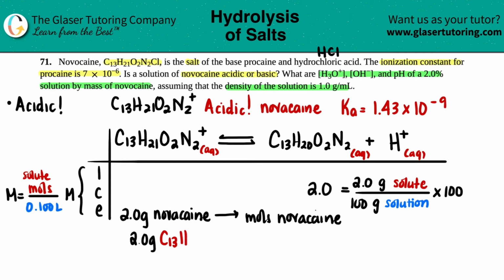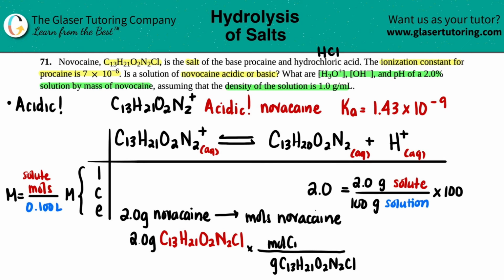So it'd be C13H21O2N2Cl. Times by that ratio, grams of the Novocaine on the bottom, C13H21O2N2Cl, and moles of C13H21O2N2Cl goes up on top. Mole to gram conversion is always the periodic table. 1 mole equals whatever the mass is on the periodic table. So periodic table's out, and let's see what we get.